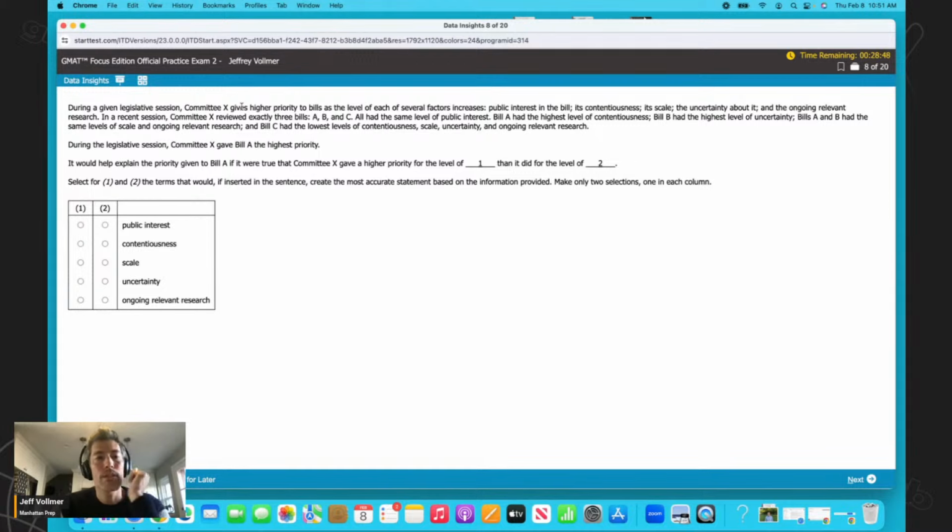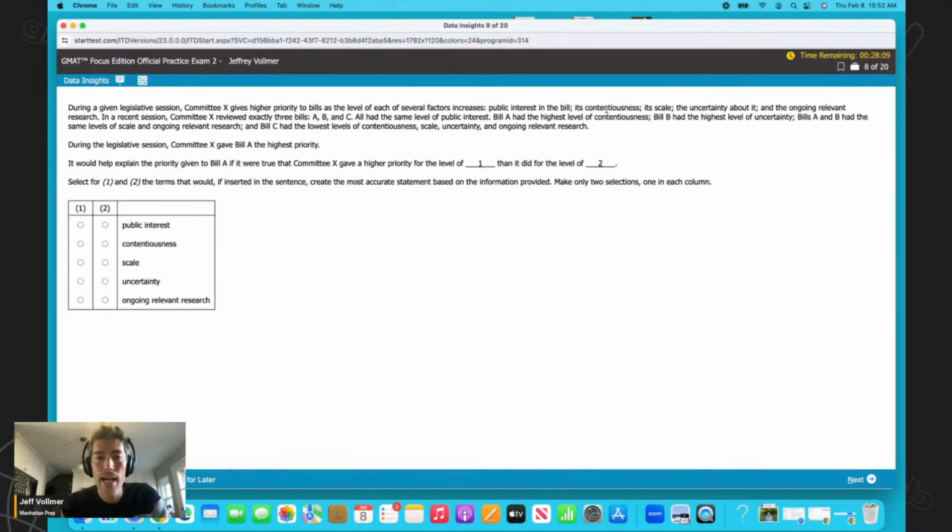Two-parter. Session 280X gives higher priority to bills at the level of each of several factors increase. That's the level of each. Okay. Public interest in the bill, cool. Contentiousness, right? So higher priority potentially. Scale, the uncertainty about it, the ongoing relevant research. All right, so there's a bunch of things that if these factors increase, higher priority. The 3 bills all had the same level of public interest. Bill A had the highest level of contentiousness. All right, Bill B, highest level of uncertainty. Same levels of ongoing research. Bill C had the lowest level of all of this stuff. Okay. Gave A the highest priority.